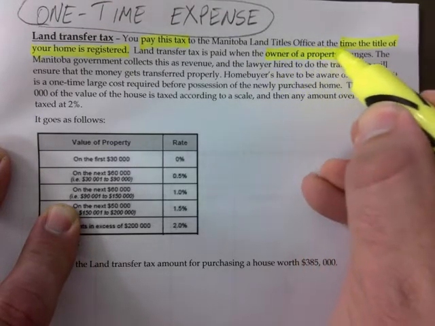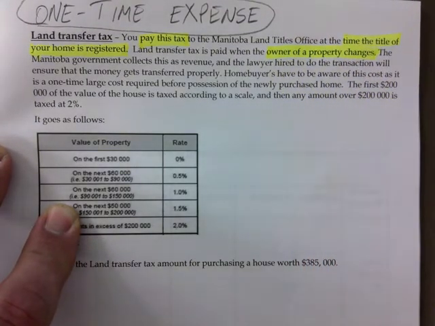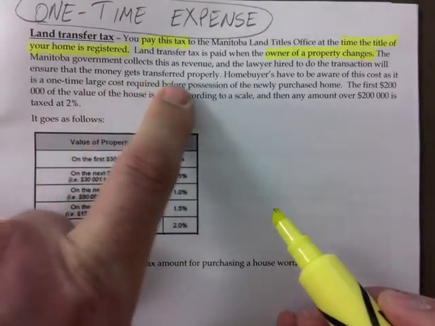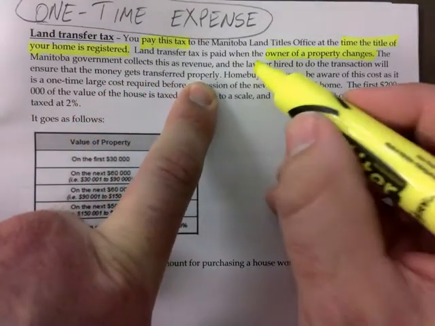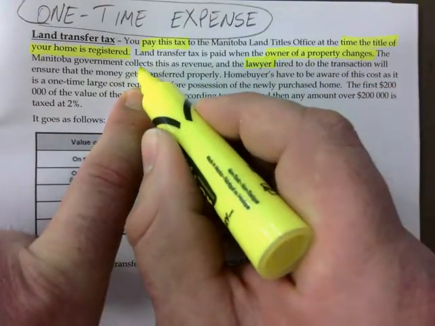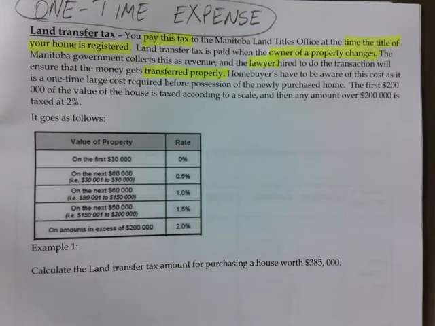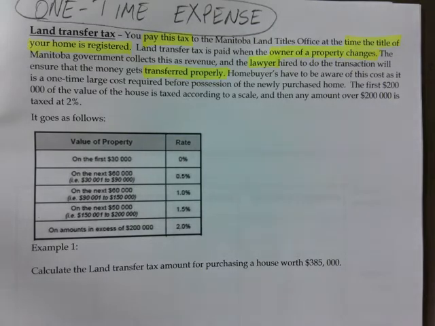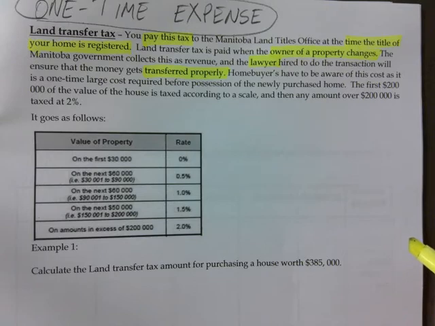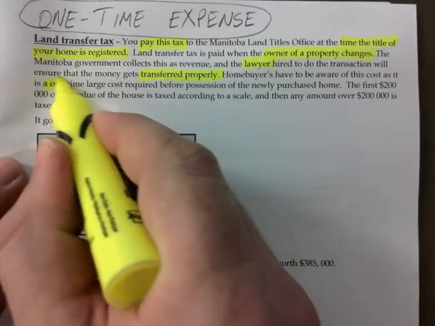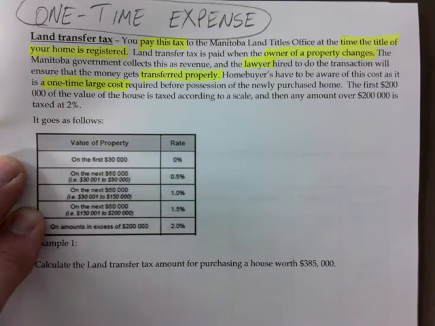It's when the owner of a property changes, the Manitoba government collects this revenue, and the lawyer hired to do the transaction will ensure the money gets transferred properly. So there's a lawyer involved that will transfer that money. You pay the lawyer, it goes in a trust fund. The trust fund, then the lawyer pays the government. Okay, so that's how it goes. Home buyers have to be aware of this cost. It is a one-time large cost required before possession.